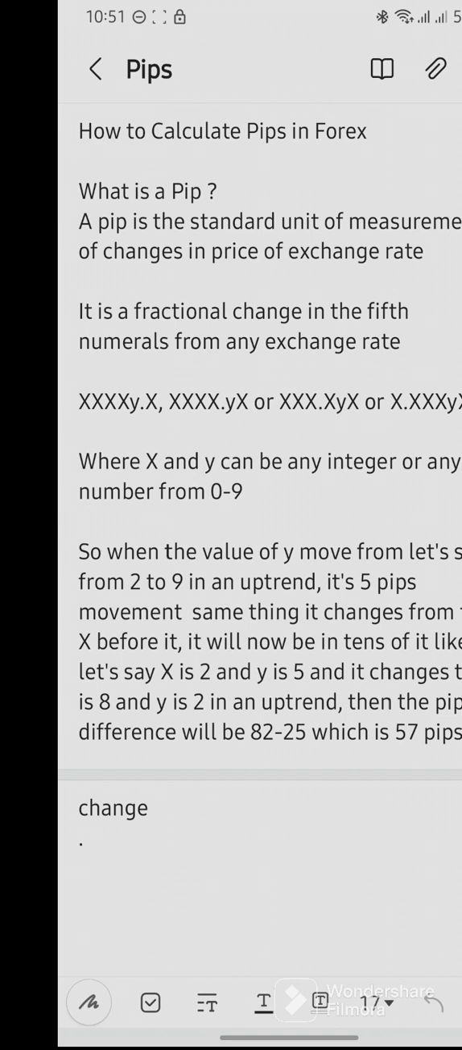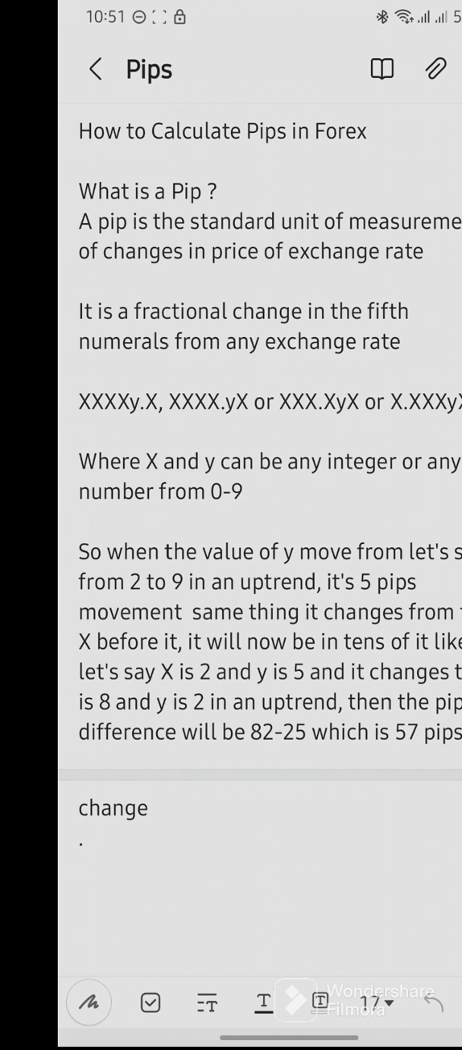In the foreign exchange market, exchange rates are quoted in five or six digits, or sometimes maybe seven digits. But you must understand what a pip is in the market. A pip is the standard unit of measurement of changes in exchange rates. It's a fractional change in the fifth numeral of any exchange rate.